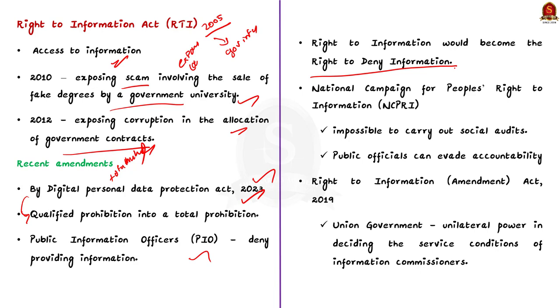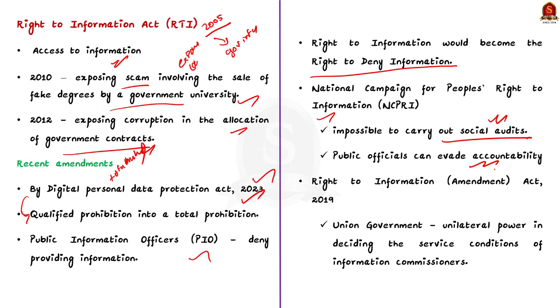The National Campaign for People's Right to Information has argued that this amendment would make it impossible to carry out social audits. Here, social audit means verifying whether the beneficiaries of government programs are actually receiving the benefits. The National Campaign for People's Right to Information also argues that the amendment would be used by powerful public officials to evade accountability. For example, an official who is accused of corruption could invoke the total prohibition on disclosing personal information.